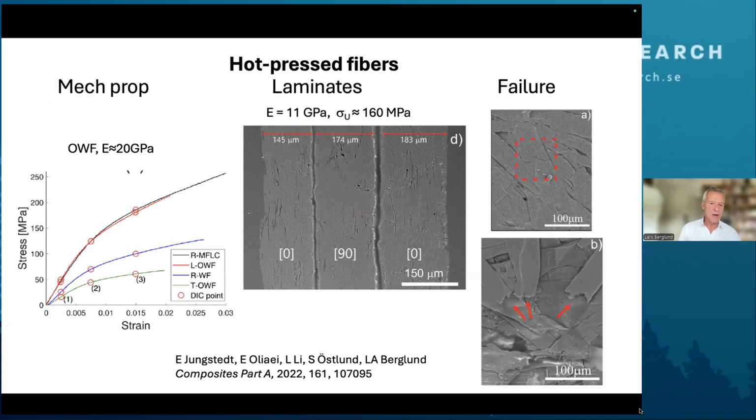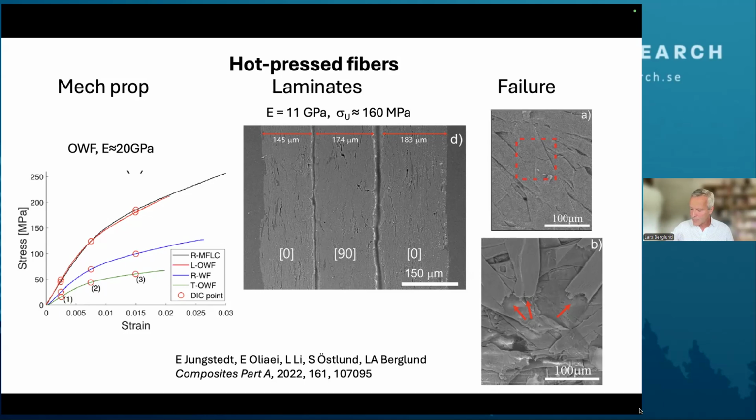20 gigapascal, we can make laminates by putting oriented layers together. And the failure process is gradual. If you look on the right-hand side, you see early fiber fractures, but there is no catastrophic failure. That takes much longer time. And then we see, just before the end, that individual fibers have been fractured. But this is a good starting point for making composites. We already have high fiber volume fraction.